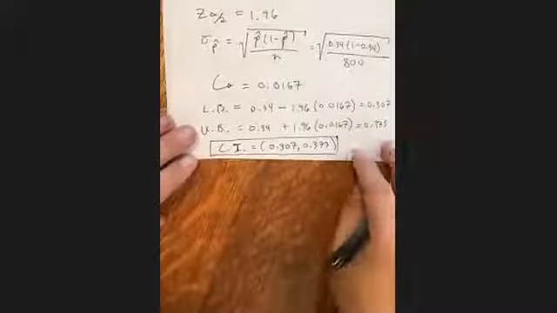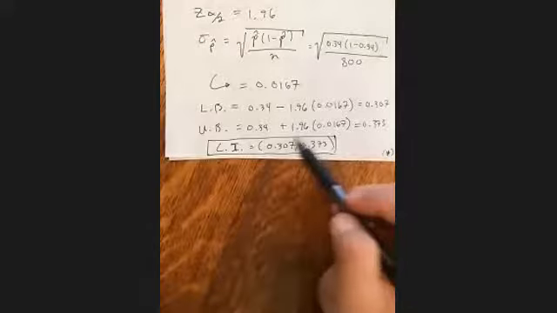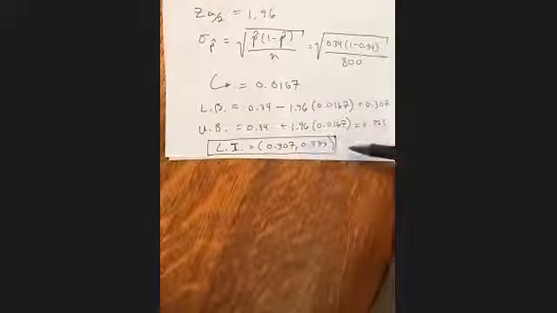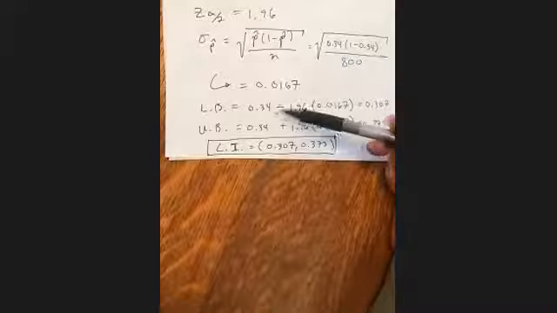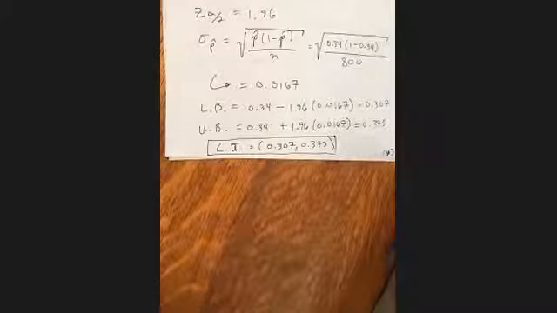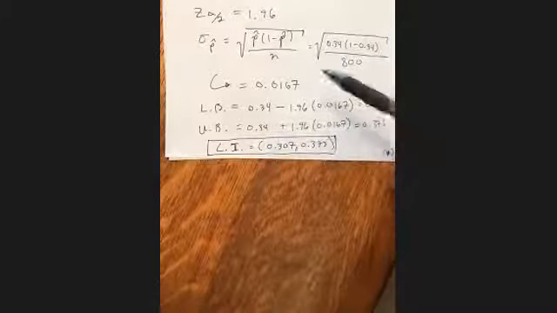Okay, so how to interpret this confidence interval? So now we have the confidence interval. This is centered at p hat, right? So 0.34 falls right in the middle of it. And it has a 95% confidence.